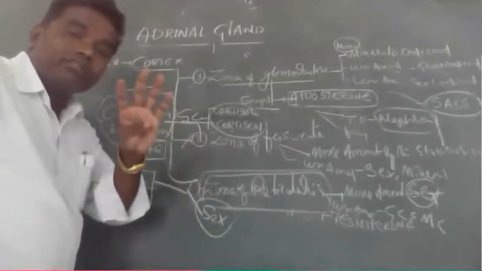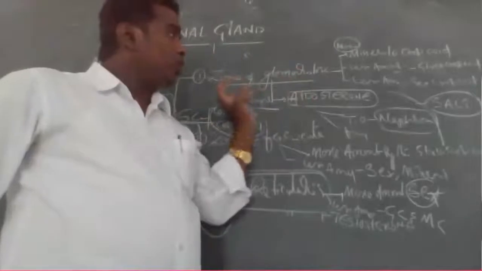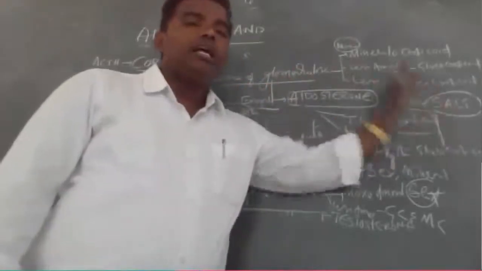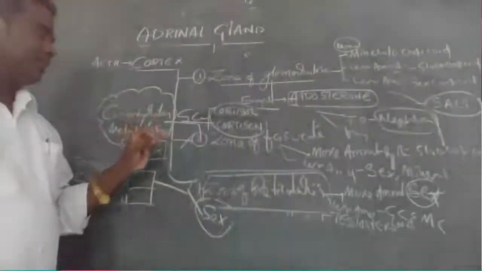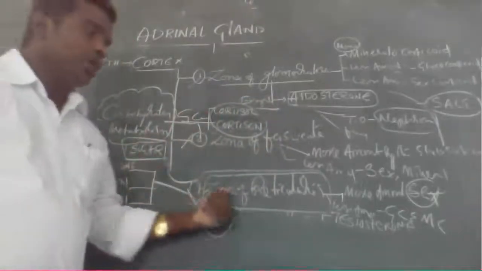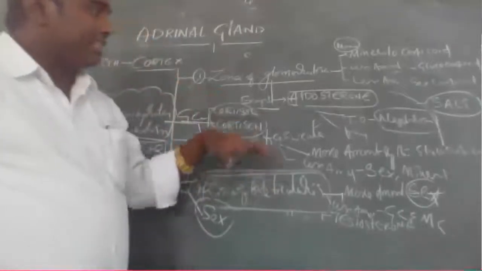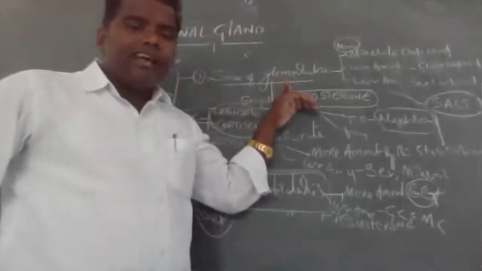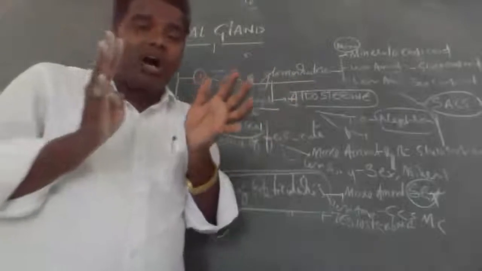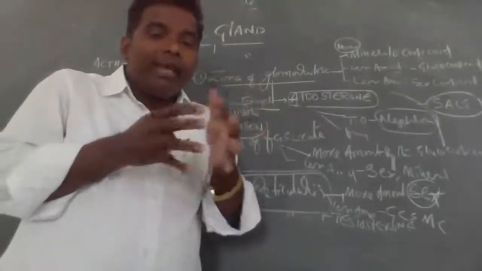That is why the reticular zone is called the sex corticoid zone. Examples of sex corticoids: testosterone, estrogen, and progesterone are secreted. That is why it is called the sex hormone secretion zone. Three zones completed.